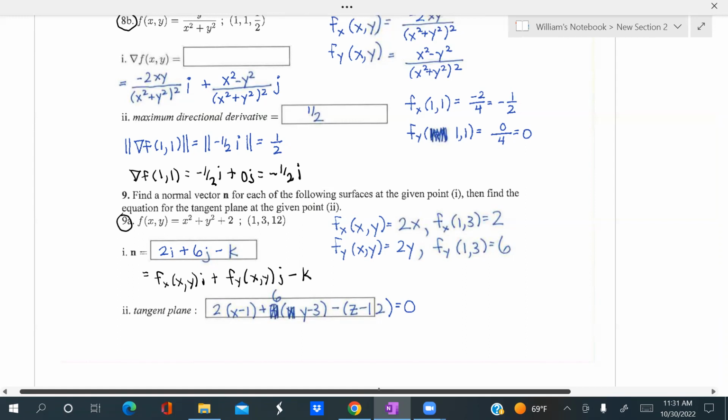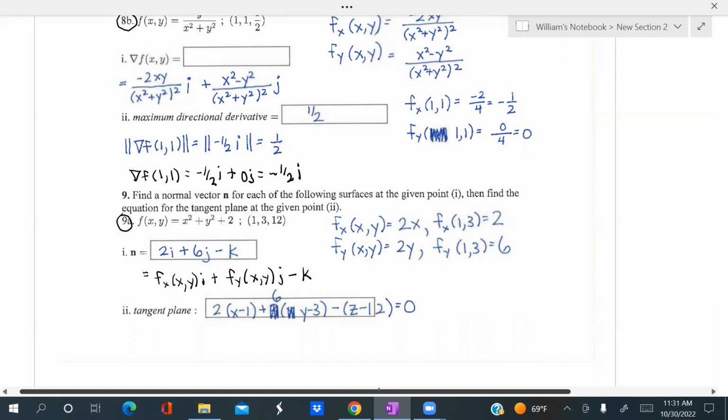So we've got to calculate some partial derivatives here, right? Here's the partial derivative with respect to x for this surface. It's going to be 2x. Here's the partial derivative with respect to y for this surface. It's going to be 2y. That's very easy to see, right? If you evaluate those partials at (1, 3), you'll get 2 and 6. I think I did those evaluations correctly.